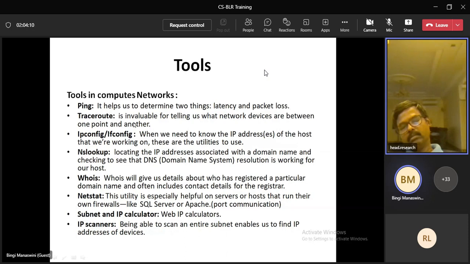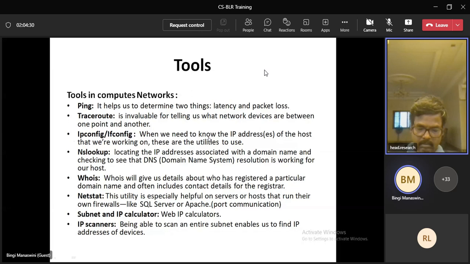IPconfig or ifconfig, when we need to know the IP address of the host that we are working on, these are the utilities to use. And nslookup, locating the IP addresses associated with the domain name and checking to see if the domain name resolution is working for our host.